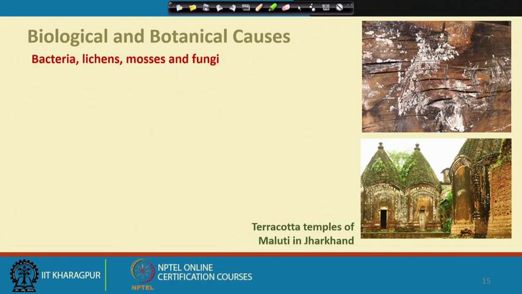In this category also come bacteria, lichens, mosses and fungi. It's a huge family, and as I can see there, these are the terracotta temples of Maluti in Jharkhand, a beautiful group of more than 100 temples, and they are on the tentative World Heritage list. It's on the Jharkhand border, and this is another picture where mosses and fungi are affecting the timber surface.